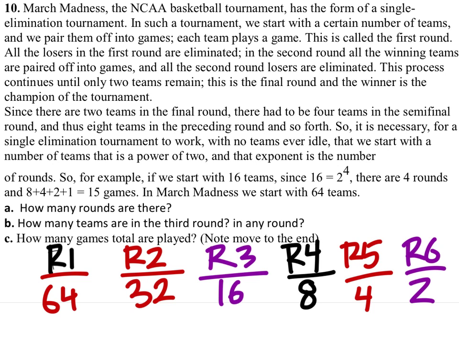And how many teams in round 7? 1. Can you have one team play one team? No, you cannot. Therefore, how many rounds are there? There are 6 rounds. All right, 6 rounds for 64 teams.